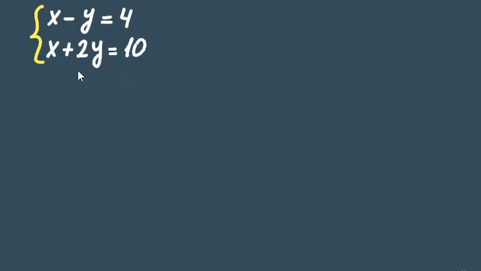The method of substitution consists in the fact that we express one unknown from one equation and substitute this expression instead of this unknown in another equation. Let's take the first equation and express the unknown x from it. For this, I will move the negative y to the right side of the equation. With such a transfer, I need to change the sign in front of y to the opposite. Here I have a minus, there will be a plus.